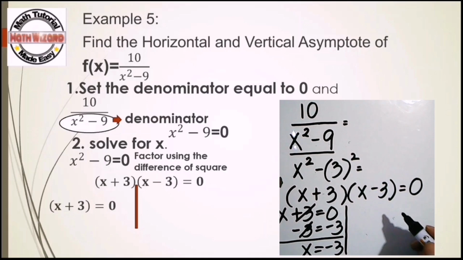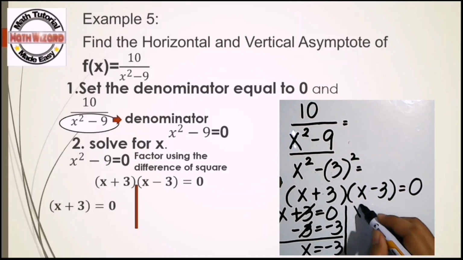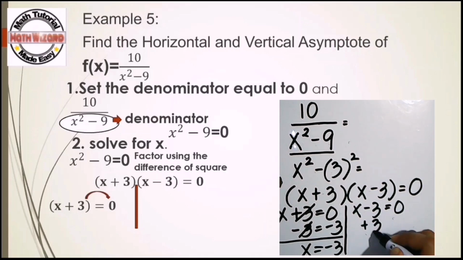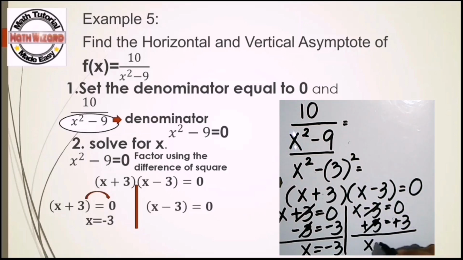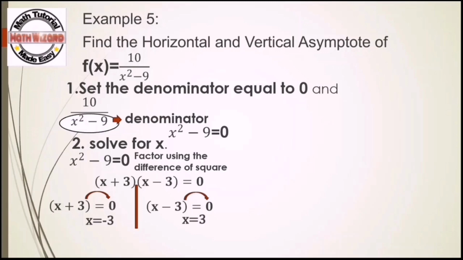Yan. So same procedure, x plus 3 equals to 0. What we will do is to transpose 3. That becomes x is equal to negative 3. And then on the other hand, x minus 3 equals to 0. We transpose negative 3 and it becomes x is equal to 3.